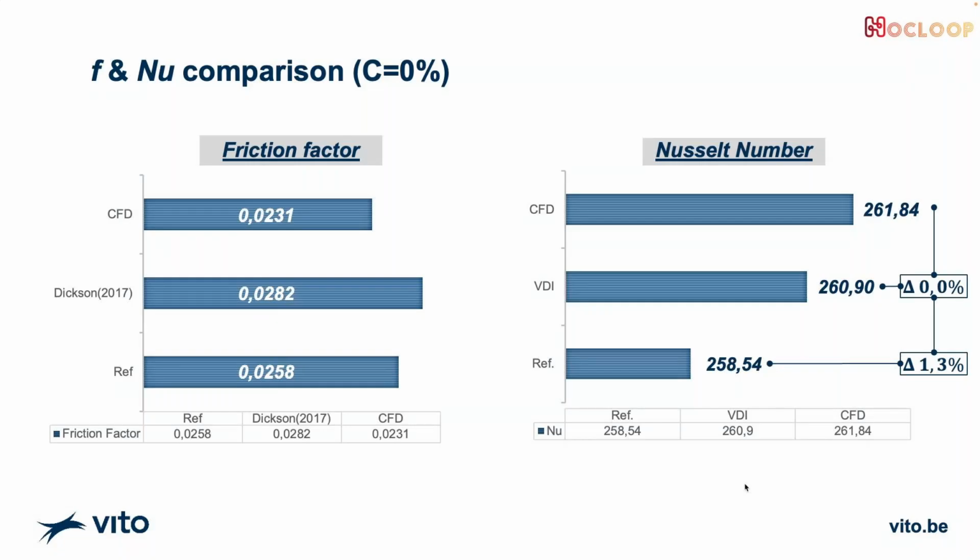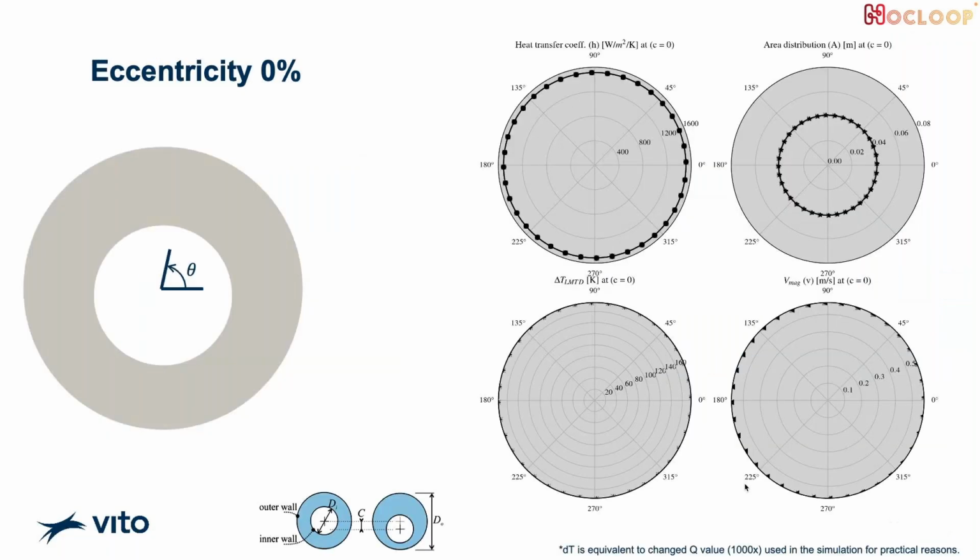So before going into studying the full eccentricity, we did the simulation with eccentricity of 0, and we compared the friction factor and Nusselt number with the parameters that we can find in open literature. In this case, you can see the friction factor was compared with the literature from Dixon and a reference article that is used in the part of this project, and same for Nusselt number, in which we compare with VDI and the reference. And you can see the values are pretty much in the same ballpark. So we can say that the CFD is able to predict the performance as per the reference article.